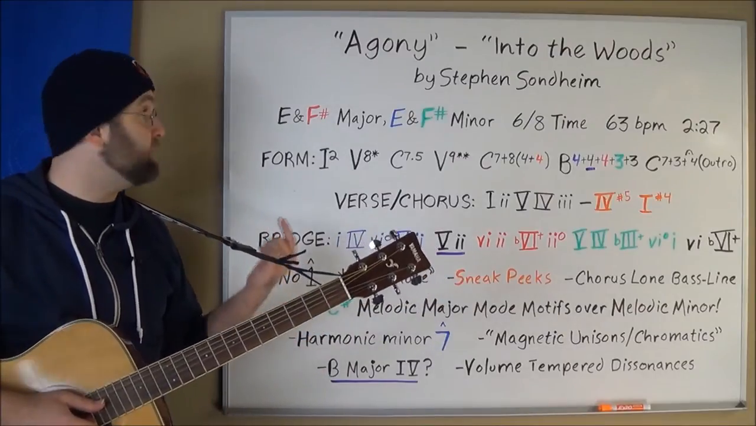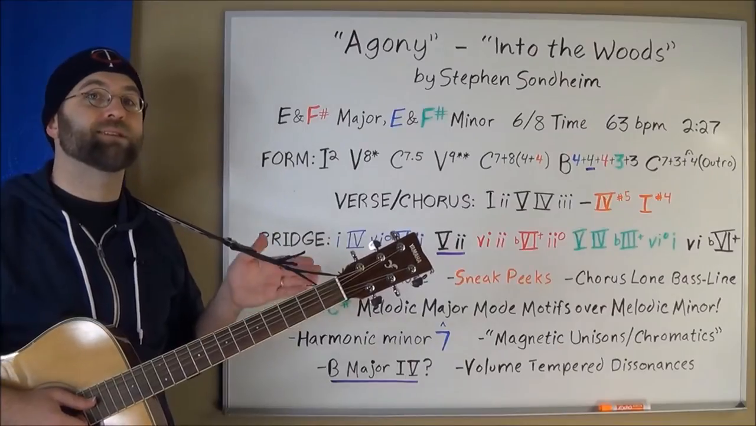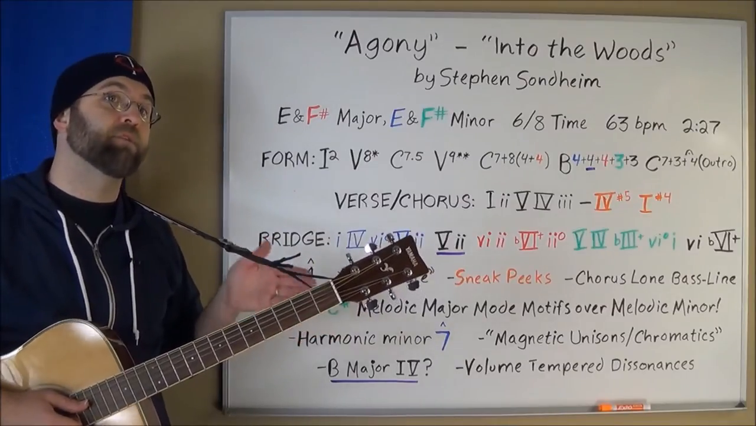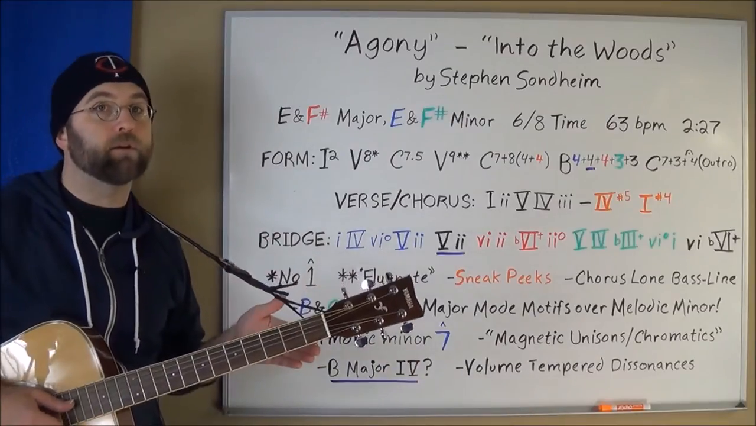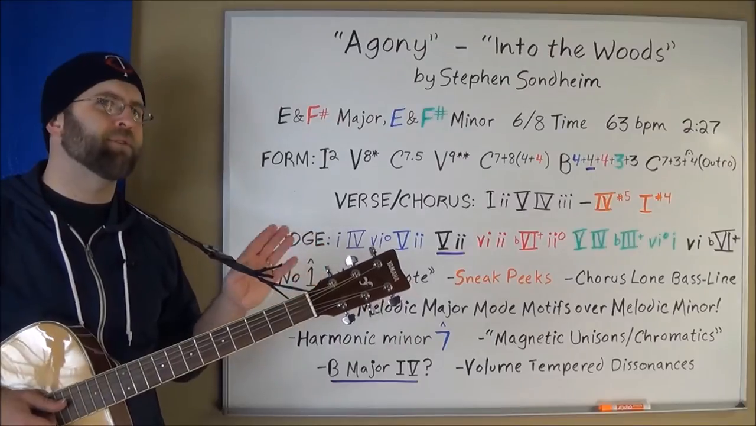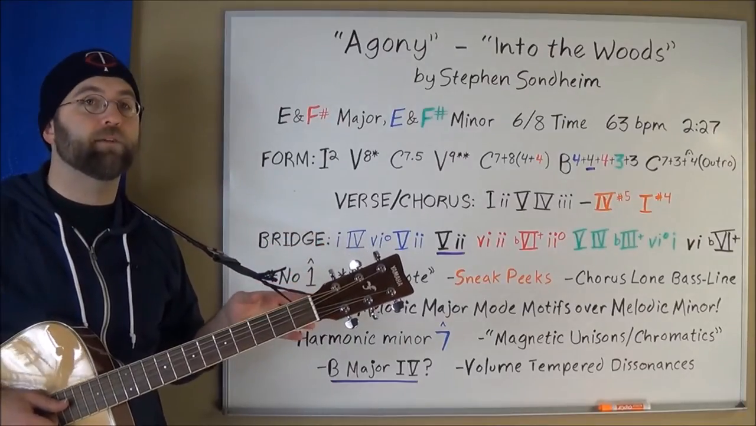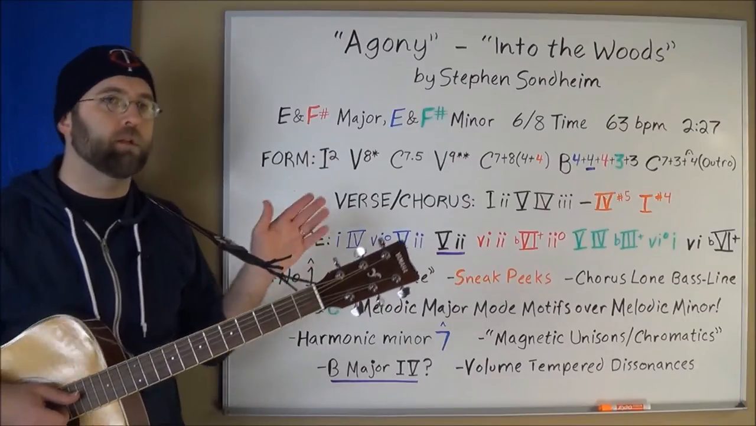Anyways, here's the song's vitals. We're in the key of E major starting off, but then in the bridge, the song takes a parallel detour to E minor, as well as then a brief modulation to F sharp major, and then finally F sharp minor. So that's four tonalities. And what's more is that these minor tonalities are not your ordinary natural or harmonic minors. These are melodic minors. But more on why that's cool a little later.